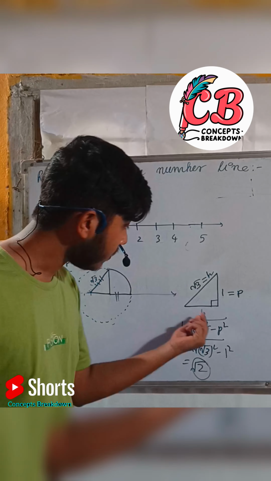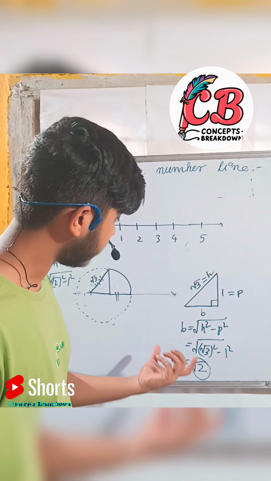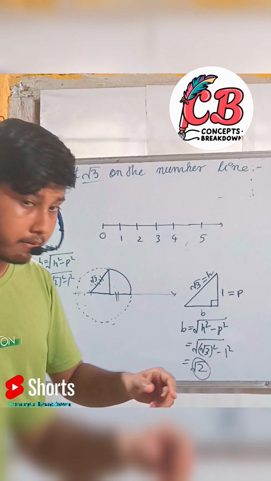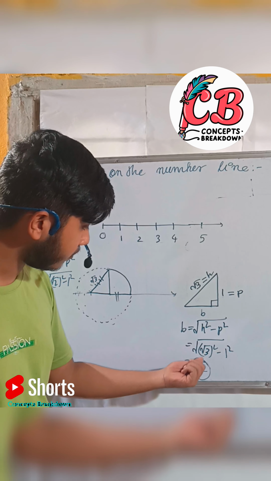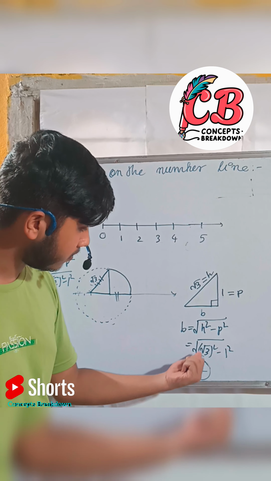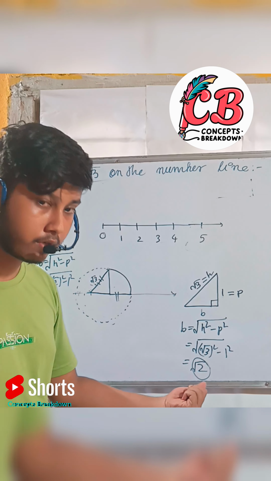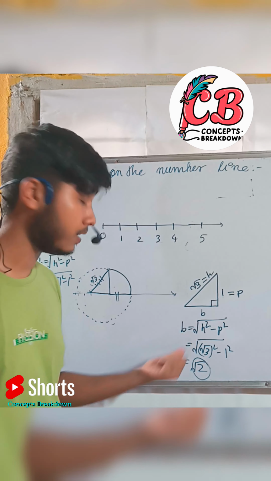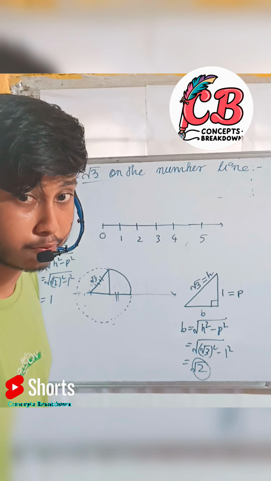And then we need to find the base first. So how will we find the base? To find the base, we'll apply the Pythagoras theorem and put the values of hypotenuse and perpendicular: it's root over 3 minus root over 1. Then we'll get root over 2. So we got to know that the base has to be root over 2.